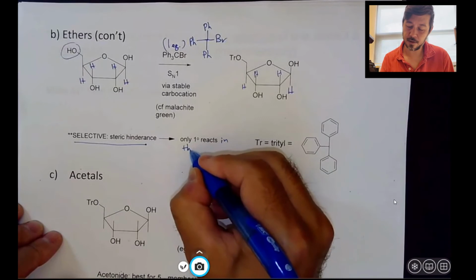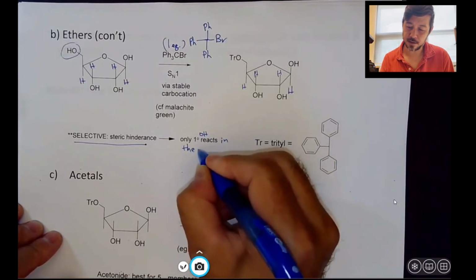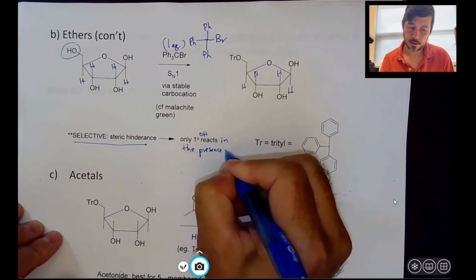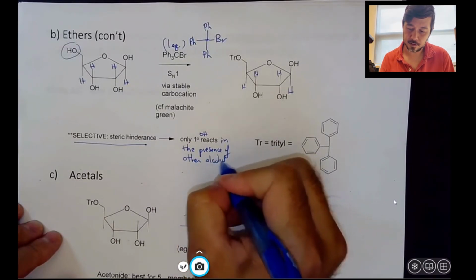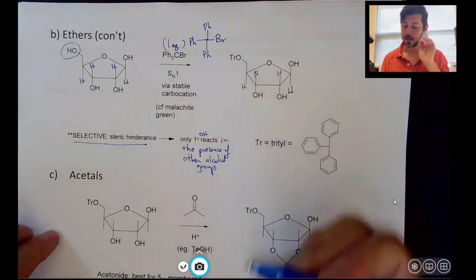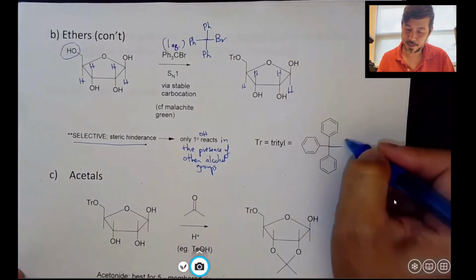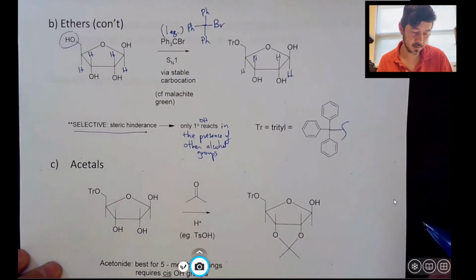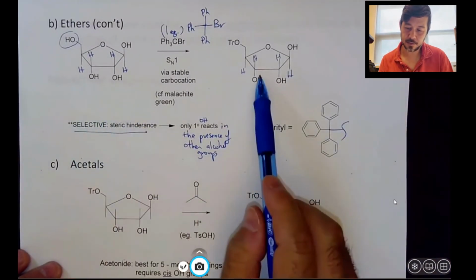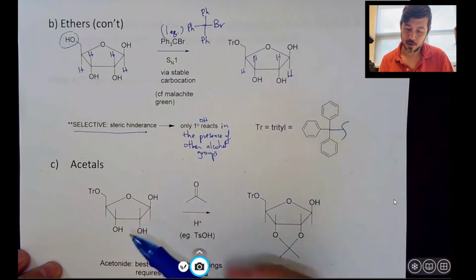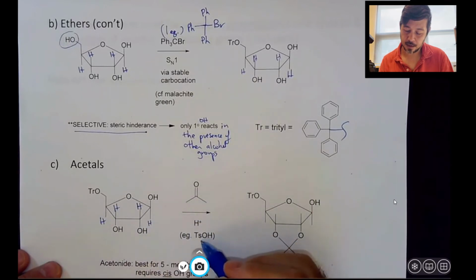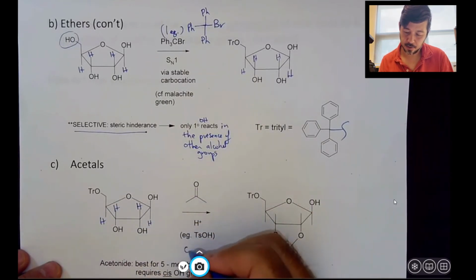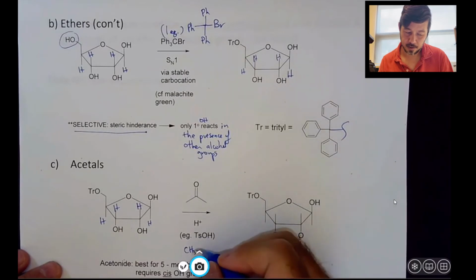I'll say only the primary alcohol reacts in the presence of other alcohol groups. Another really great protecting group is the acetyl protecting group. So you could take this molecule that you've made, and then you could treat this with acetone and catalytic acid. In this case, we're using para-toluenesulfonic acid, which looks like this.